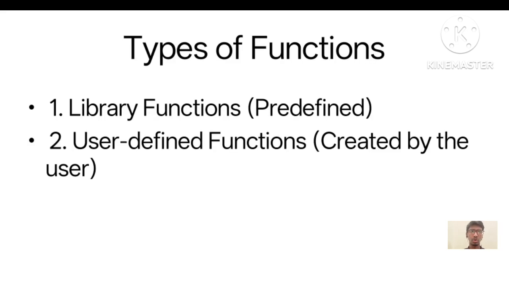There are majorly two types of functions. A library function, which is also called a predefined function, and the next one is the user-defined function. User-defined functions are the functions which are created by the user for performing a specific task depending upon the user. Whereas library functions are predefined functions, which can be included in the program by using header files.